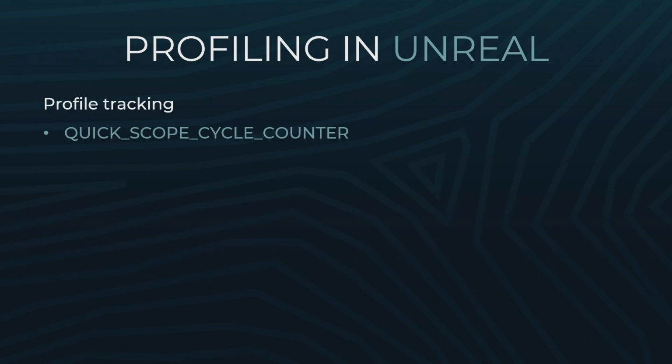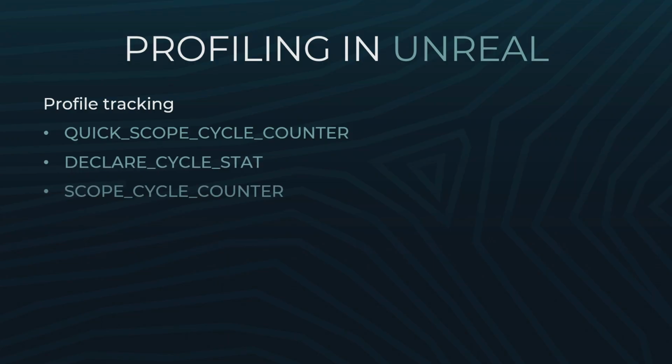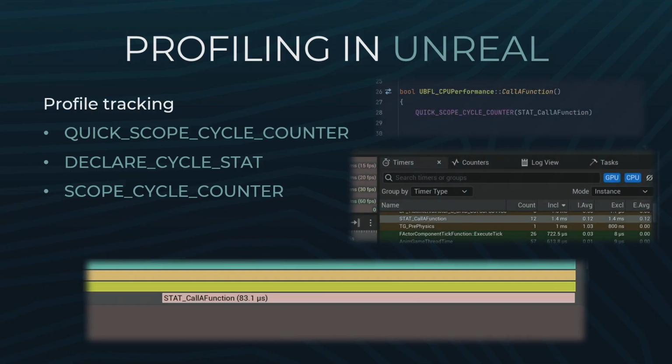We've got quick scope cycle counter, declare cycle stat, and scope cycle counter. And these are macros that are defined in the engine. So if you're in C++, you can define this like this, and you give it a stat name. So that stat caller function we can see there, I've defined it in our function. We can see it appear in our timing window, and then again in our Insights graph.